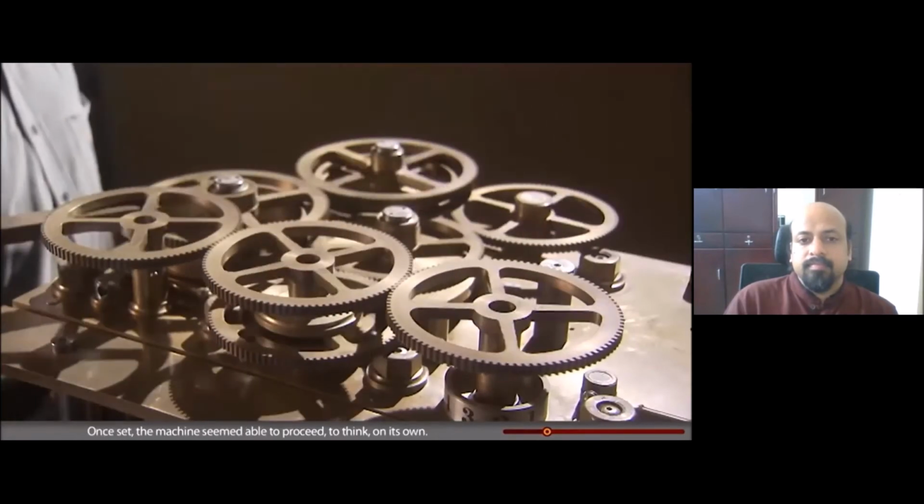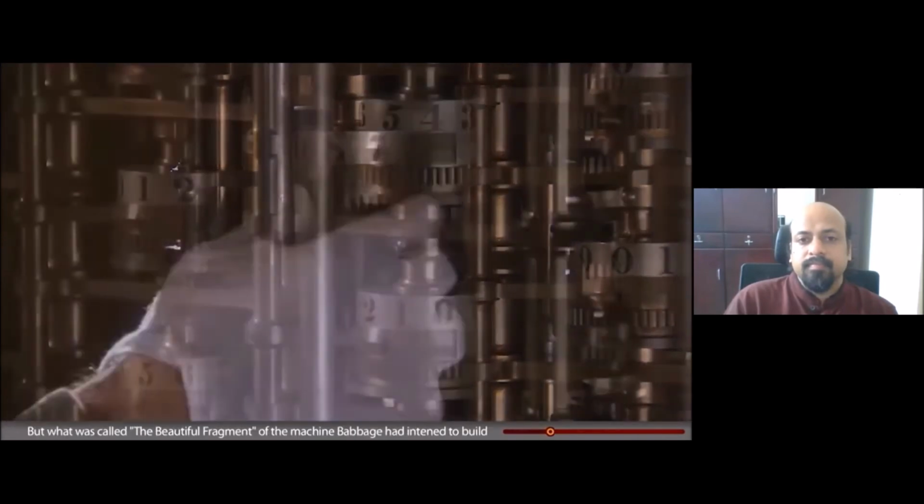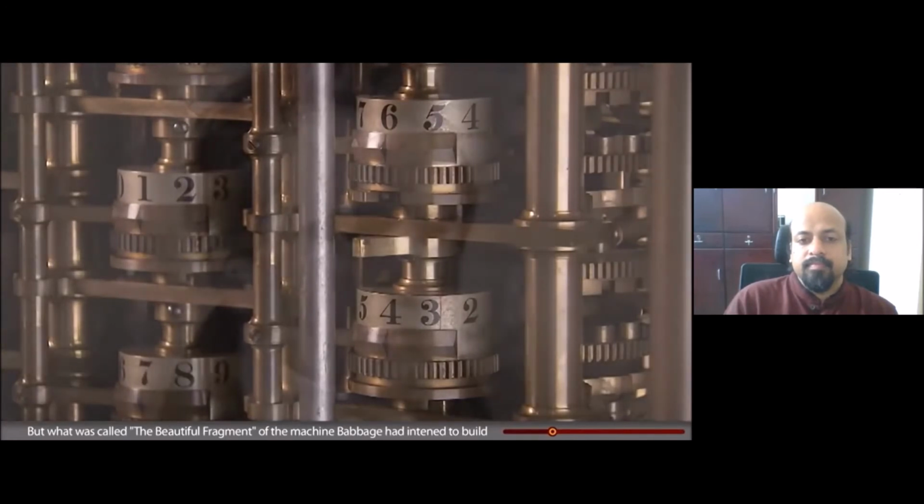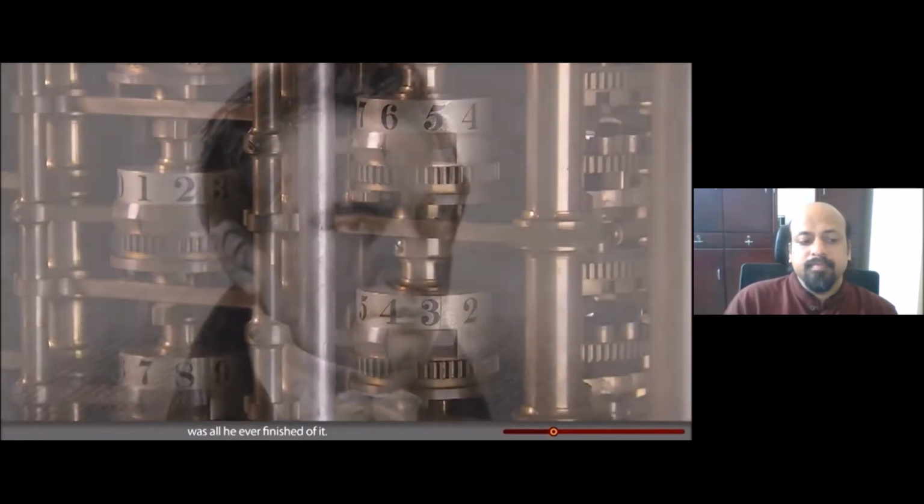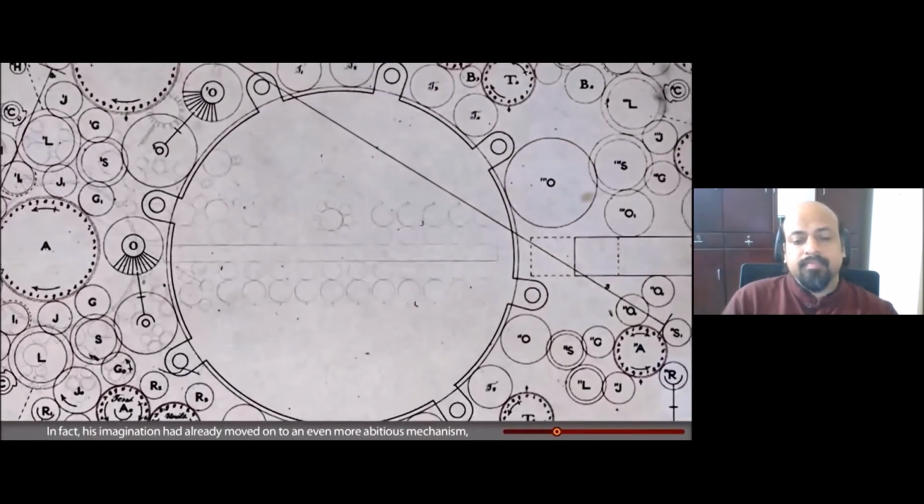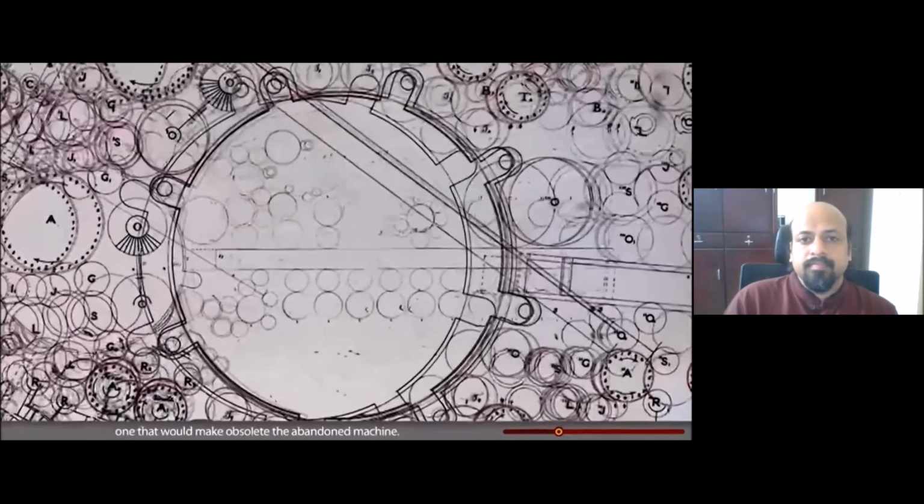Once set, the machine seemed able to proceed, to think, on its own. But what was called the beautiful fragment of the machine Babbage had intended to build was all he ever finished of it. In fact, his imagination had already moved on to an even more ambitious mechanism, one that would make obsolete the abandoned machine.